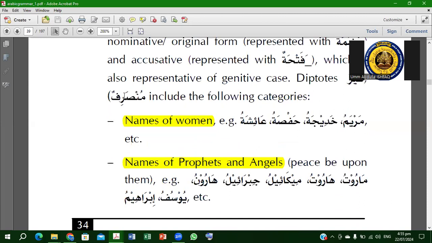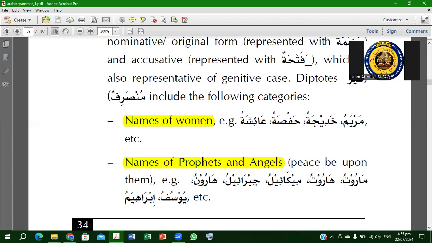Now they have given you here the types also, that what are these ghair munsarif. All female names, like real women names, are partly flexible, right? They can never take tanween, they can never take a kasra, right? So these are the examples: Maryam, Khadija, Hafsa. It can never be Maryami. In halat jar also, it will be Maryama.